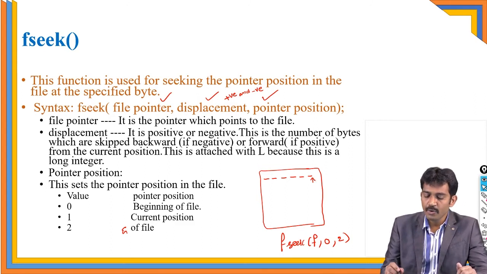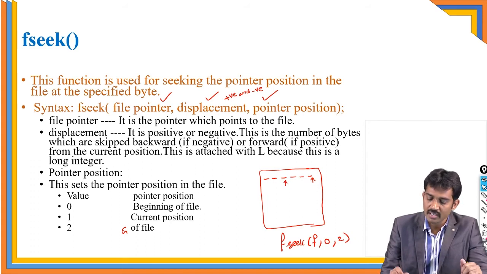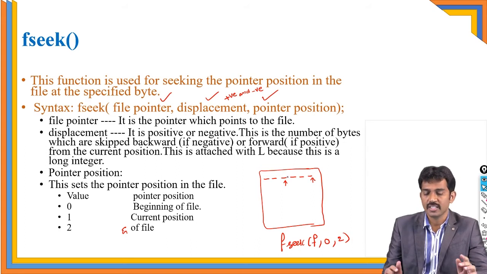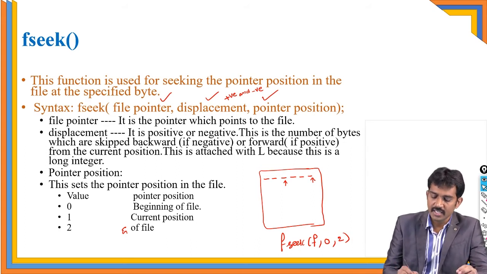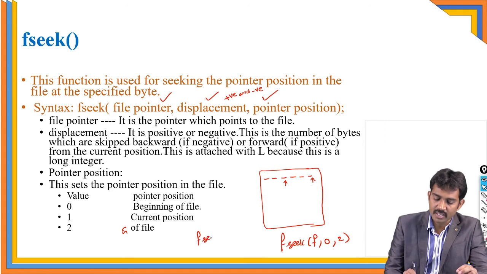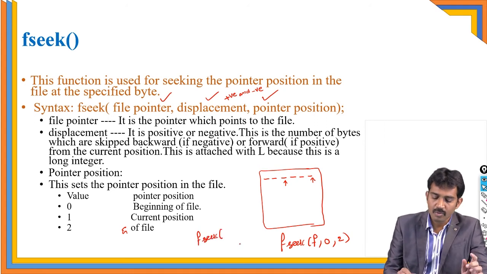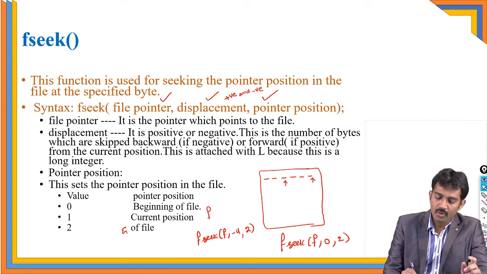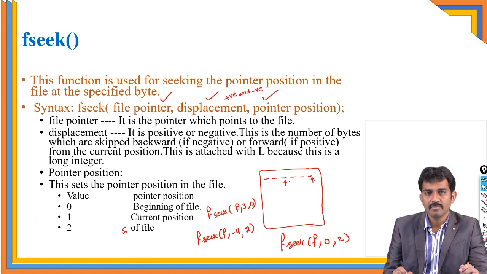For example, if you want to place the cursor at the fourth character from the last, 1, 2, 3, 4, then use fseek from the last, which means you just use a 2. How many characters? 1, 2, 3, 4, so just use -4. Or you can use fseek from the starting, the beginning position 0, to the third character, 3.